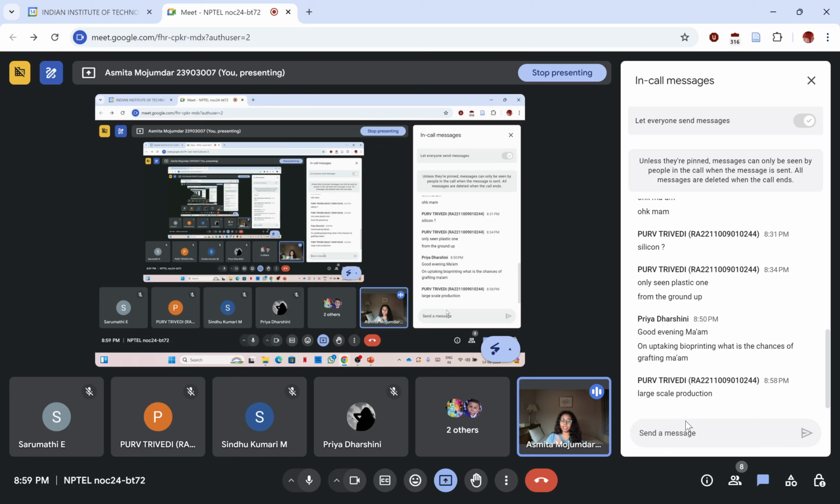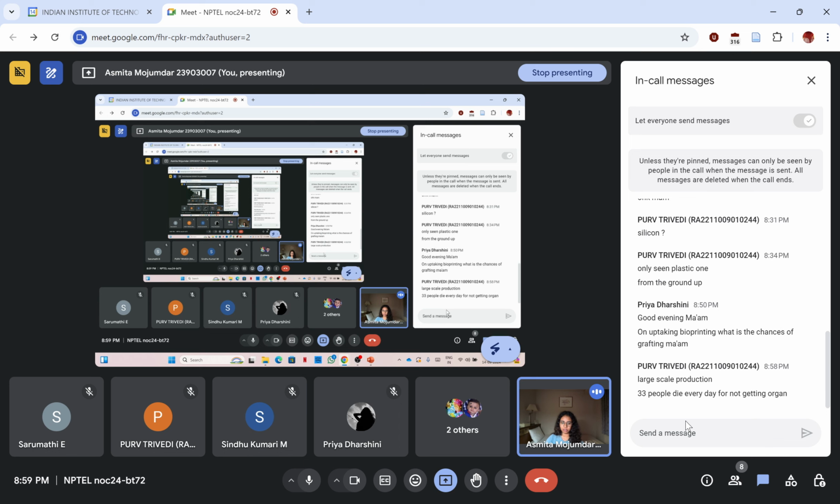Then only you will get the organ transplanted. Then only you can transplant that organ. Otherwise, yes, correct, a lot of people die for not getting an organ transplant.